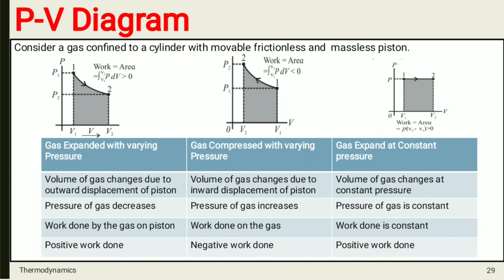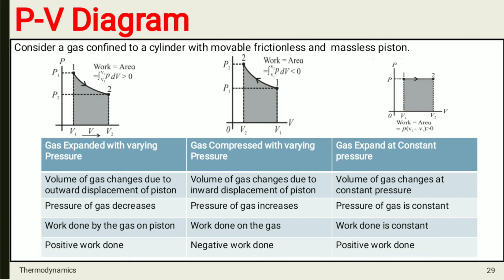Here the gas has done work on the piston, and due to this we are considering this work done as positive, and the value of this work done is always greater than 0 in the case of the first figure, where volume increases, and due to that work done is positive.